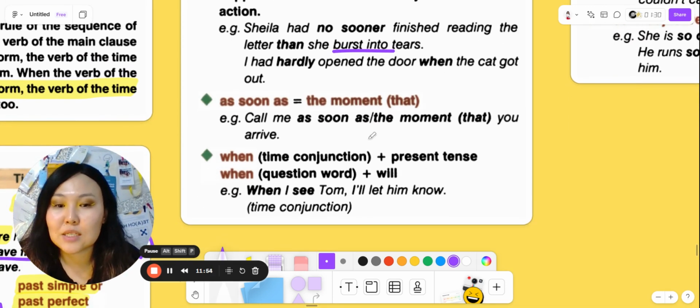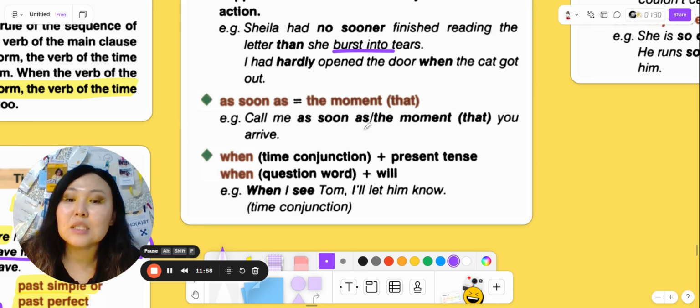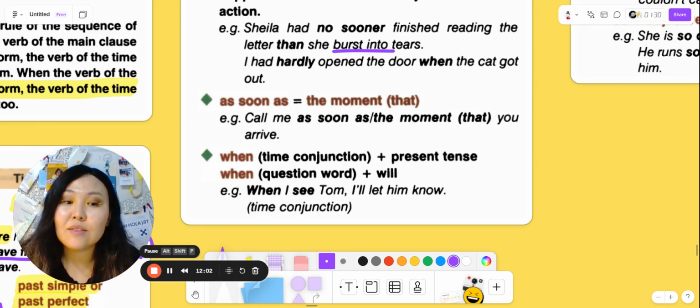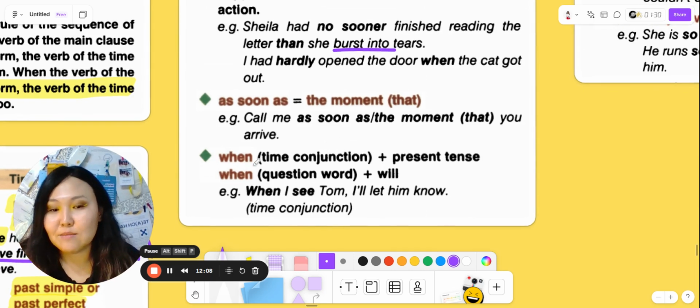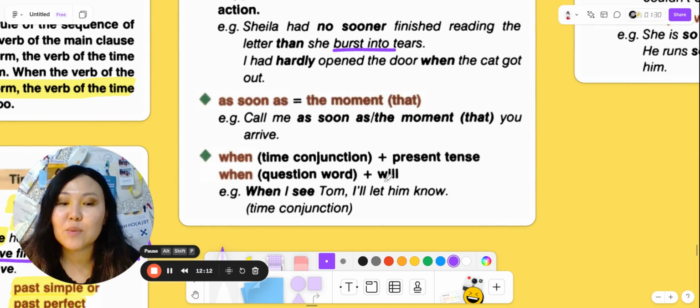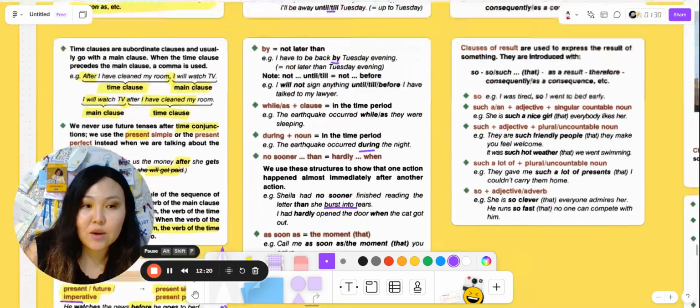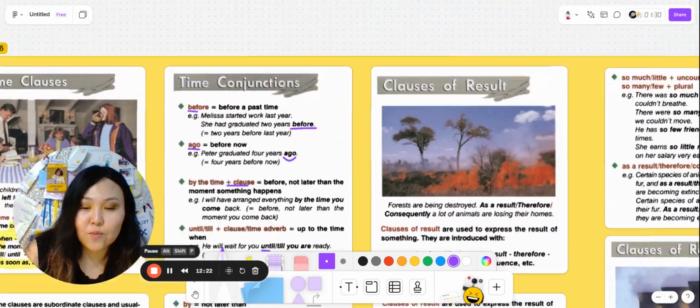Next one, as soon as, the moment that. Call me as soon as you arrive. Call me as soon as you arrive, or call me the moment that you arrive, immediately. So, next one. When, time conjunction plus present tense. When, question word plus will. When I see Tom, I'll let him know. Time conjunction. Okay, so yeah.